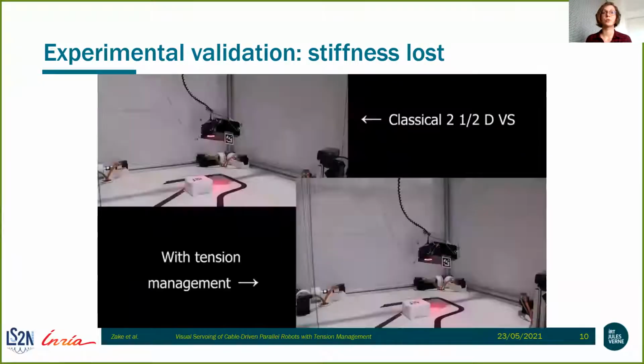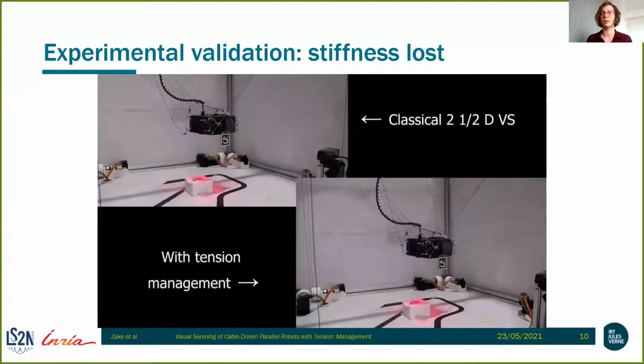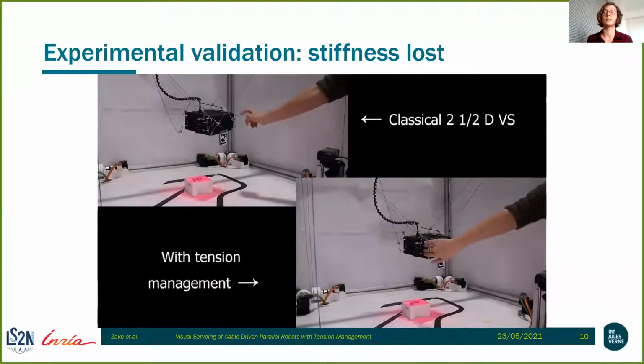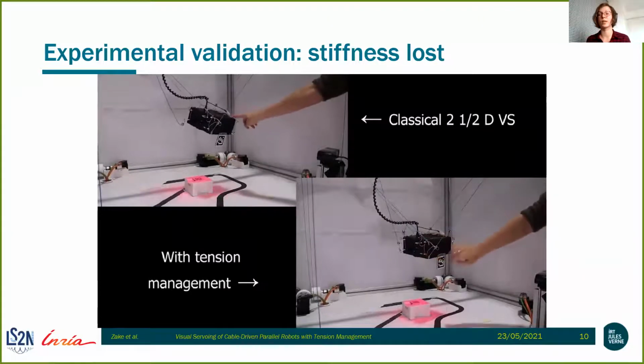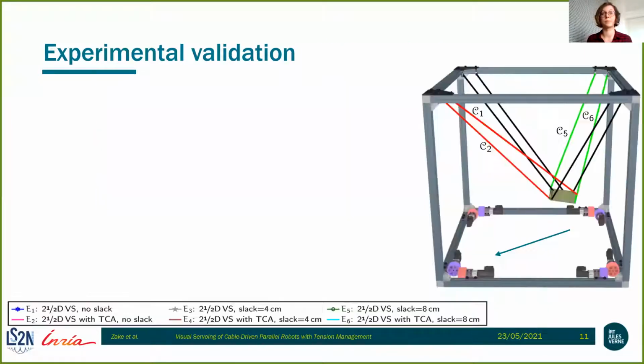Finally, just to show you the difference in moving platform stiffness when there is 8 centimeter slack: classical visual servoing on top, and the one with tension management. As you can see, by the middle of the trajectory, the tension management has dealt with cable slack and the moving platform is stiff, while the classical visual servoing does not deal with cable slack and the moving platform was swaying. As I said, we added a cable slack on 2 cables.